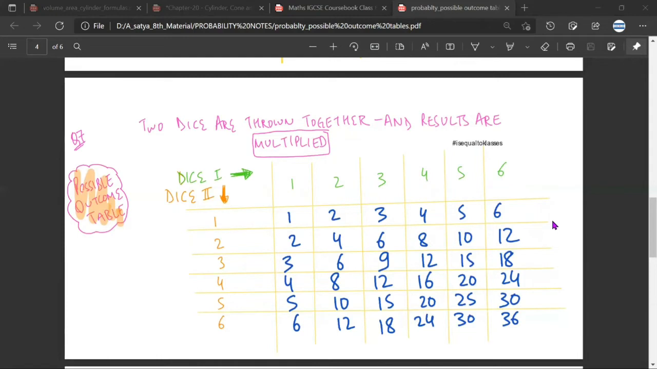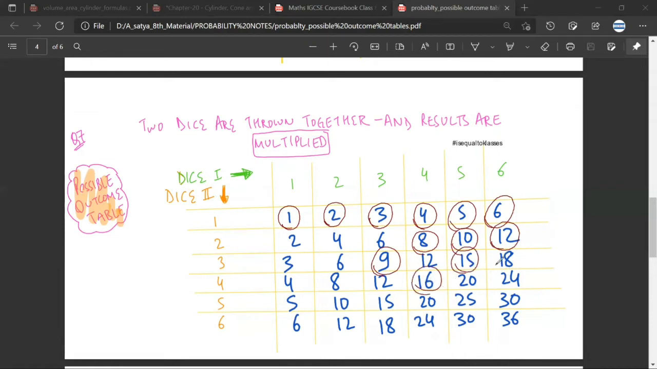Any doubt till here? No doubt, sir. Okay. Now first of all, what we'll have to see is what these possibilities are. So we have 1, 2, 3, 4, 5, 6, and then 8, 9, 10, 12, 15, 16, 18, 20, 22, 24, 25, 30 and 36.